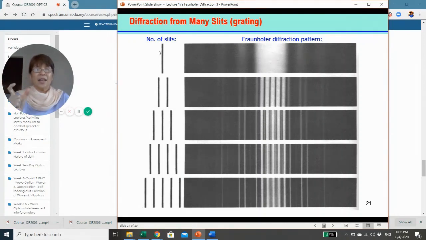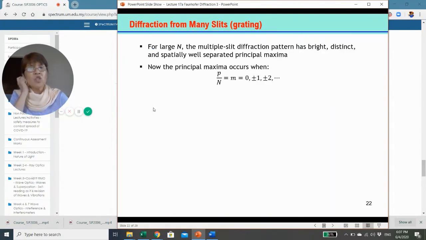If you have a single slit, then a double slit, you see this starts to show an interference pattern, and then you start to see the secondary maxima in between the principal maxima, and then more secondary maxima appearing, and then the principal maxima start to narrow and the intensity rises further because it's proportional to n squared. Conservation of energy means the light is pushed into the principal maxima, adding up to the intensity there. So for large n, the multiple slit pattern is bright and very distinct.